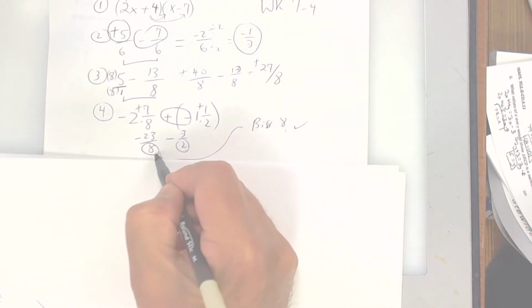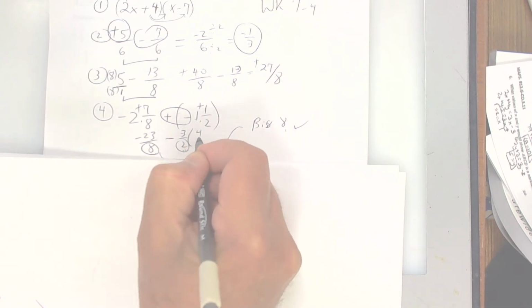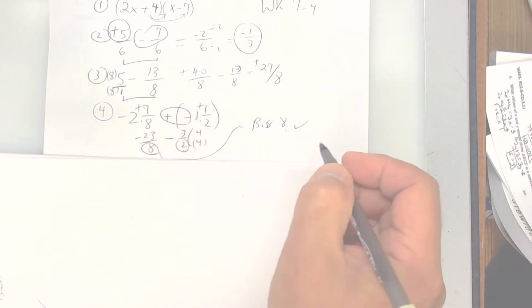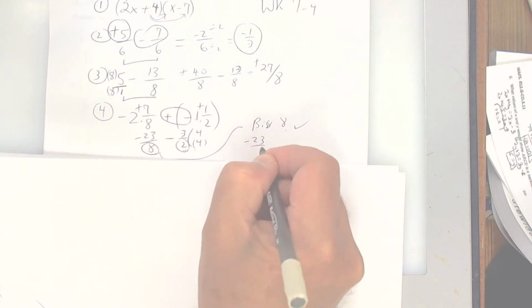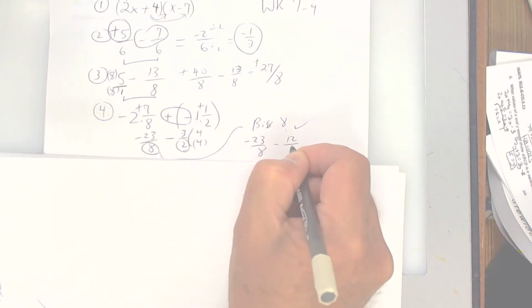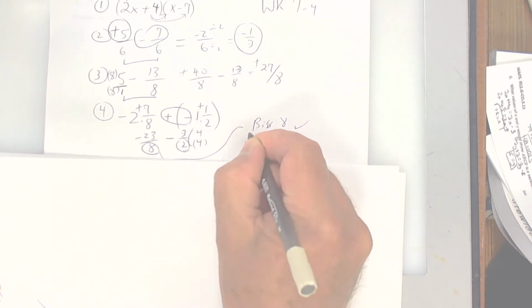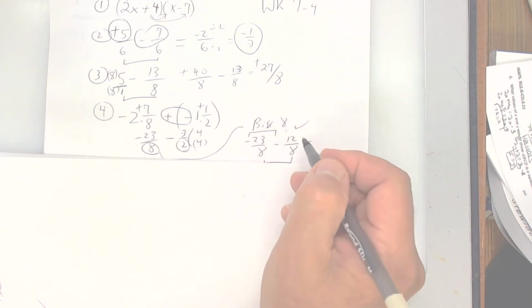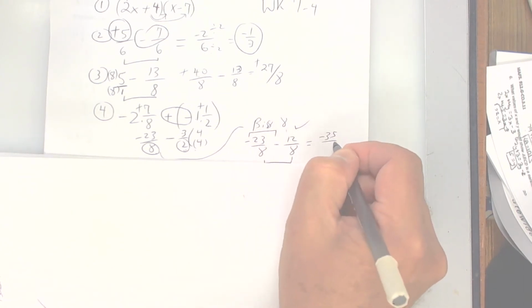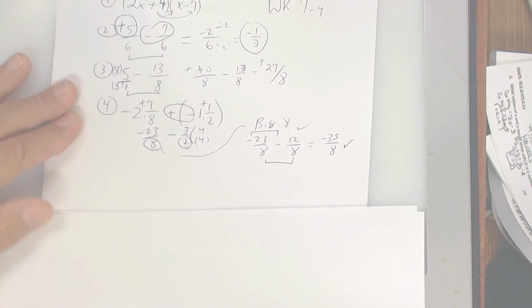So this one's already an 8, so leave it alone. This one you have to multiply by 4 to make that an 8. So you're going to get negative 23 over 8 minus 12 over 8. Now you have the same sign, so you're going to add that up and get negative 35 over 8, and you're done. And that's how you do it, and that's how I want you to do today's worksheet.